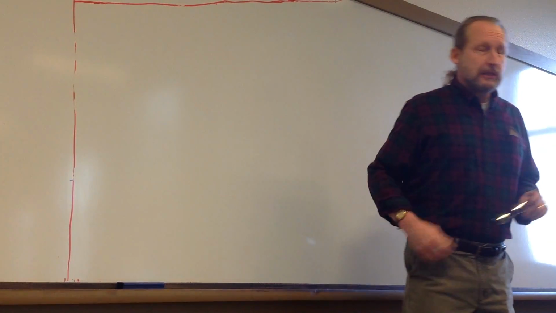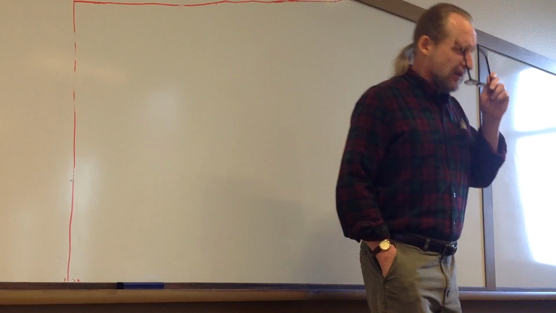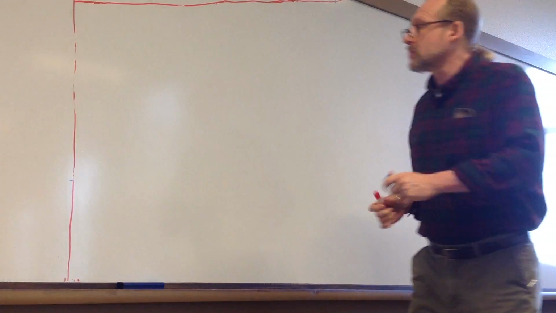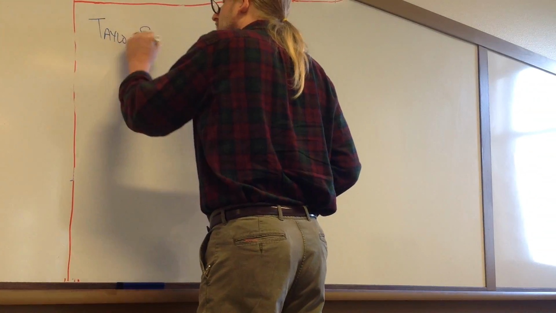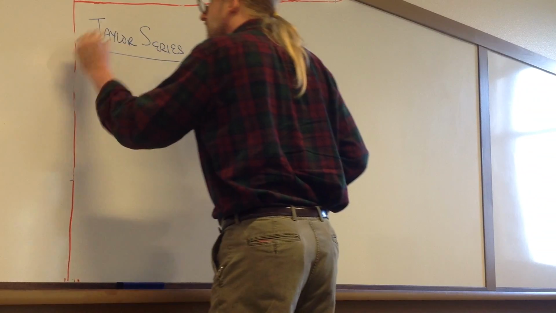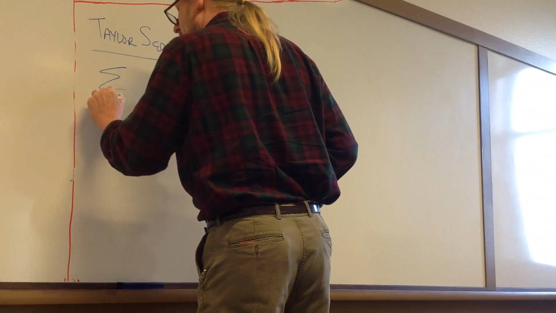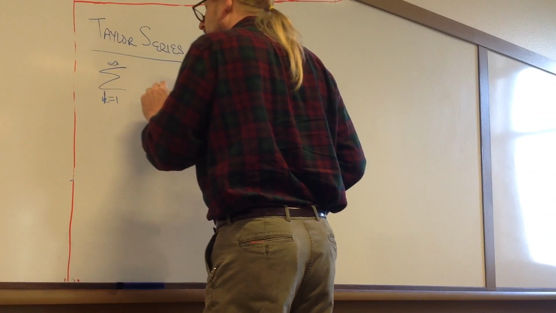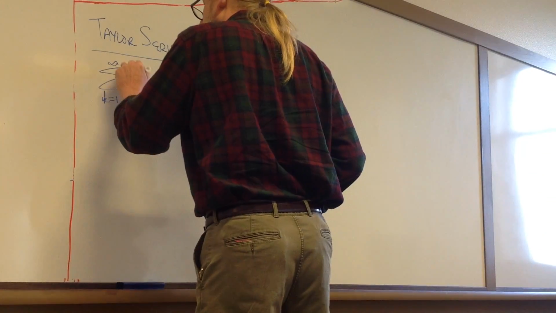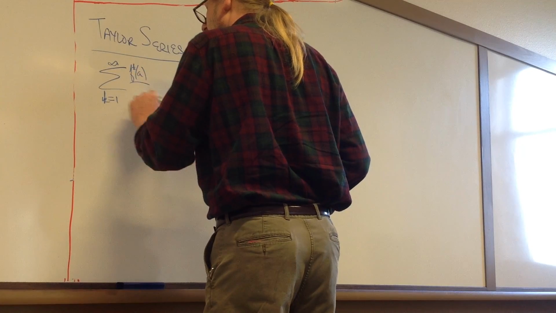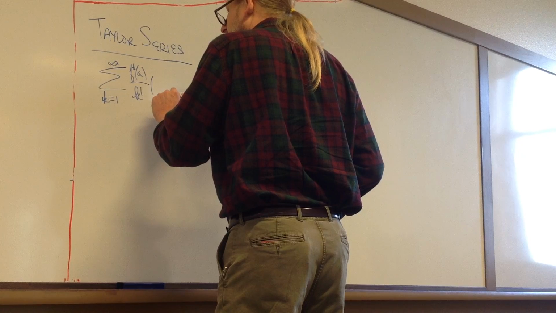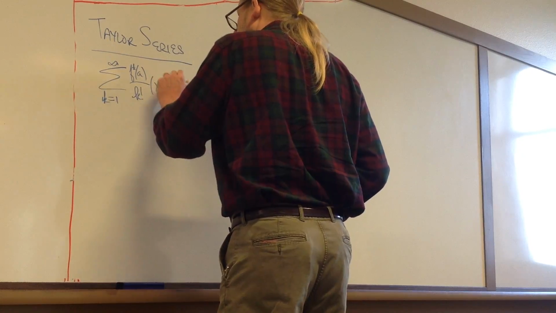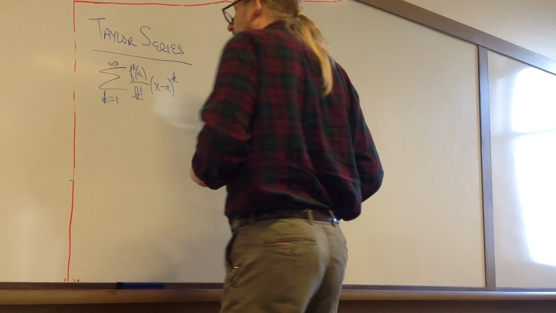So this video is for the second part of that handout on Taylor polynomials or Taylor series. Let's see here. Taylor series was the sum, k runs from 1 to infinity, of the kth derivative at a over k factorial times x minus a to the k power.